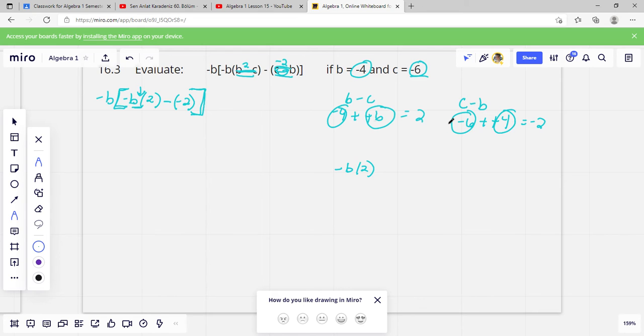If my negative b is negative 4 times 2, these two cancel, and I have 2 times 4, which is 8. So all of this would be 8. Now I have negative b, my bracket, 8 minus negative 2. These cancel, and that turns into 8 plus 2, which is 10. So now I just have negative b times 10.